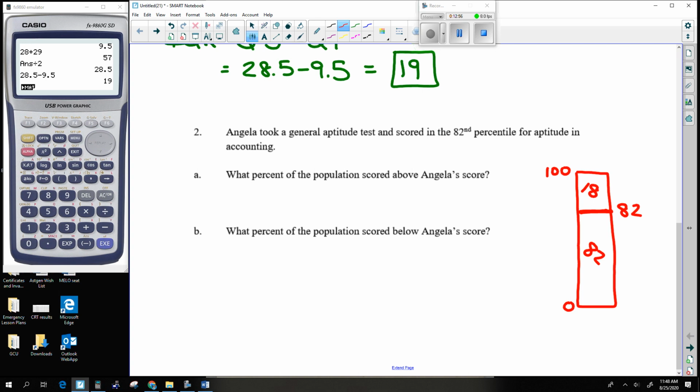Okay, so what percentage of the population scored above Angela's score? 18%. What percent of the population scored below Angela? That's 82%. There you go. That's what it is.